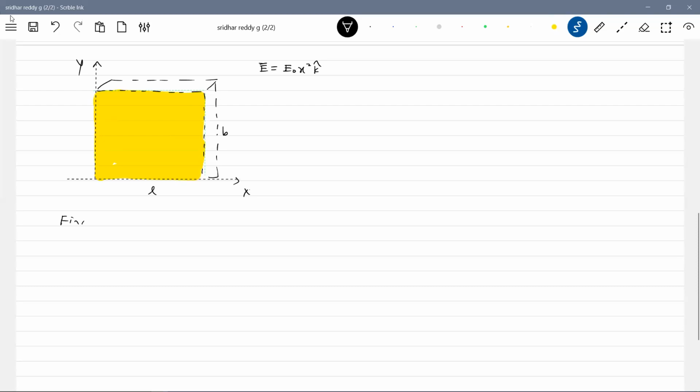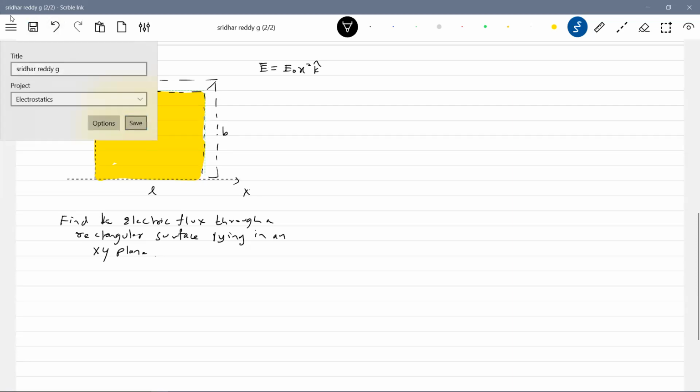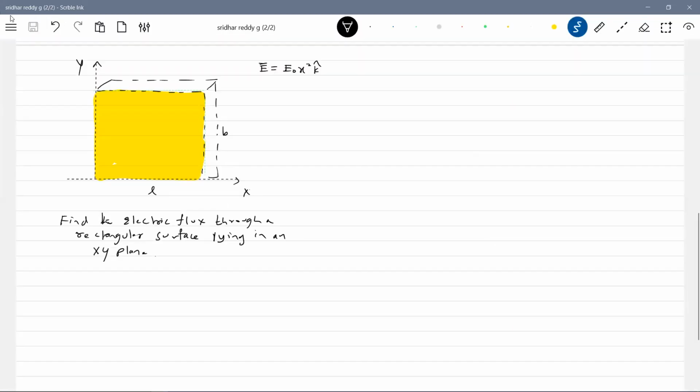Find the electric flux through a rectangular surface lying in an XY plane. What is n cap? We'll assume n cap along the z axis.